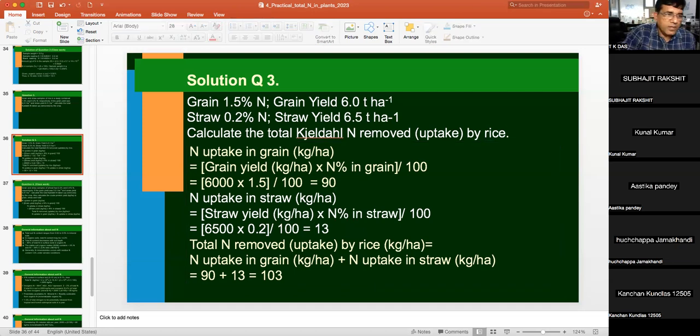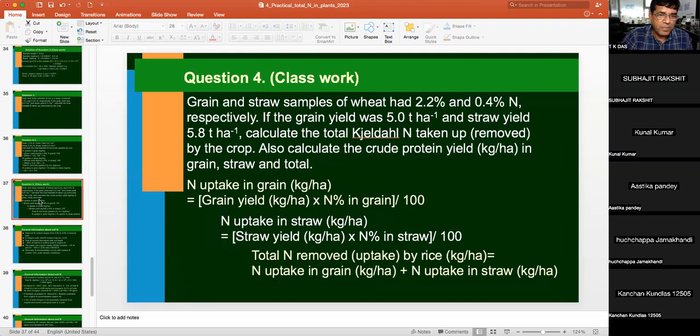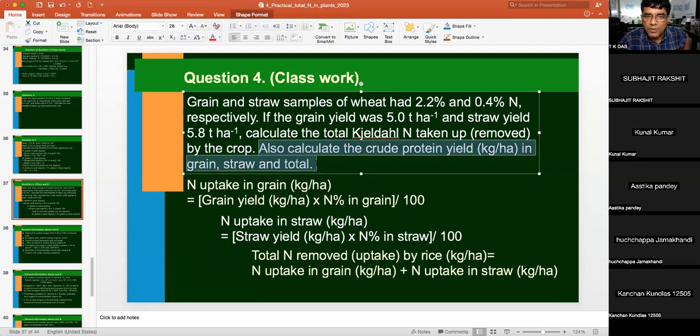Yes, sir. Fine. In decimals you may have been a little hasty in the calculation; putting the decimal correctly fixes it. Now do one more. All of you can do it. Grain and straw samples of wheat had 2.2% and 0.4% nitrogen respectively. If the grain yield was 5 ton and straw yield 5.8 ton, calculate the total nitrogen taken up by the plant. And the second part is also to calculate the crude protein yield in grain, straw, and total.